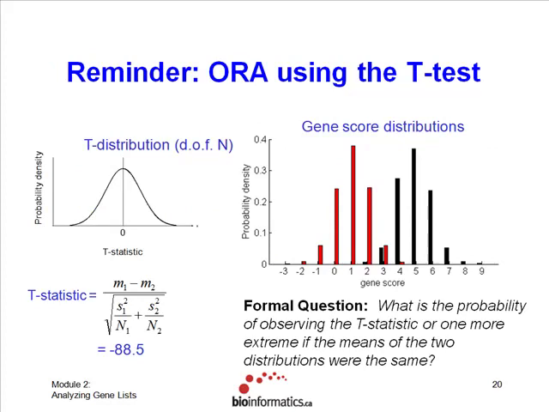Okay, so everybody remembers the t-test. Here's the distribution of scores for the annotated genes, and here's the distribution of scores for the unannotated genes. These are histograms instead of smooth distributions because I couldn't fit numbers with more than one digit on the box. But in general, you might have smoother distributions, especially if you have a lot of genes. And then the p-value is just the shaded area: is the statistic that I calculated more or less extreme than I would expect?